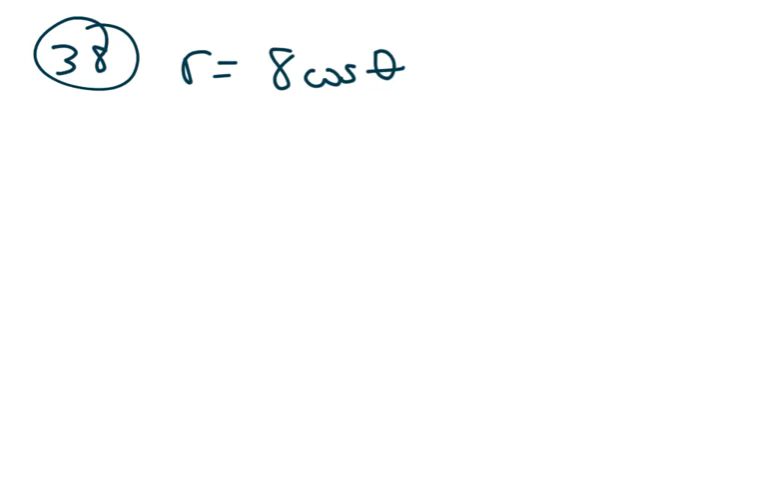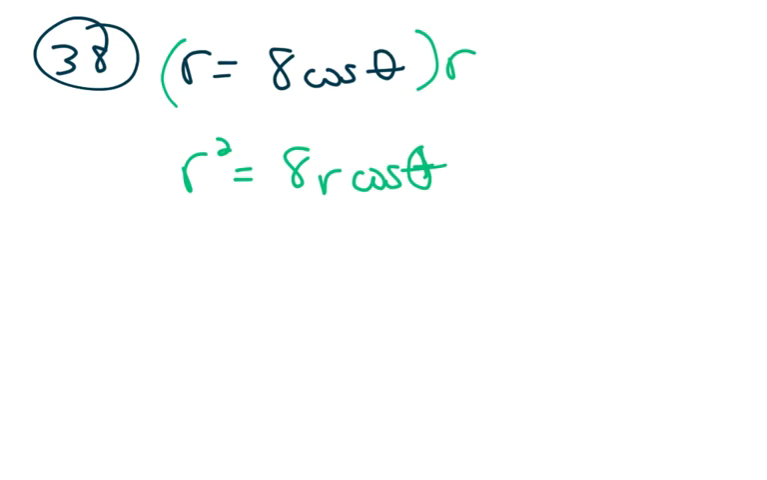I can do the same thing if it has a number in front of it. I'm going to multiply both sides by r, and I get r squared is equal to 8r cosine theta. And I'm going to replace r squared with x squared plus y squared, and I'm going to replace the r cosine theta with x.